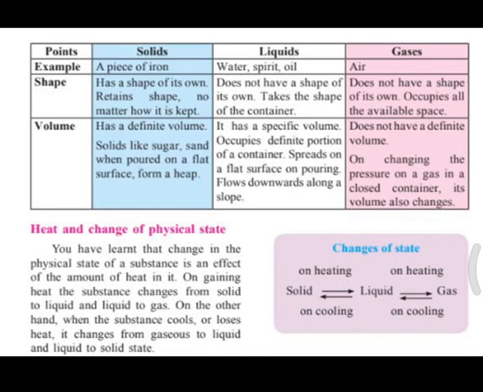Next we come to air. With respect to shape, it does not have a definite shape of its own, right? It occupies all the space that is available. Means what, children? Air is everywhere around us. Wherever we go, there is air. With respect to volume, it does not have a definite volume. On changing the pressure on a gas in a closed container, the volume also changes. Okay?